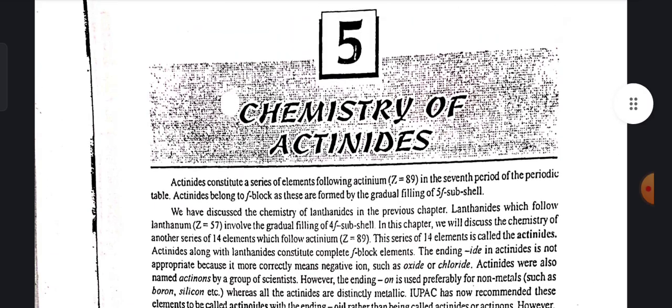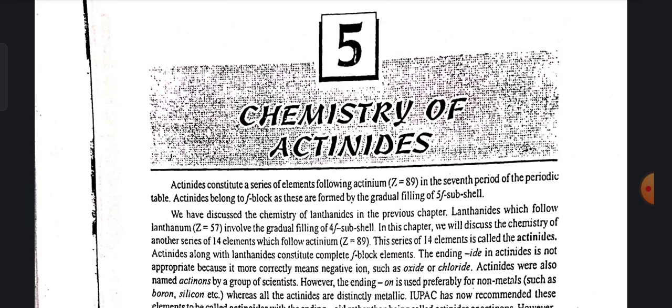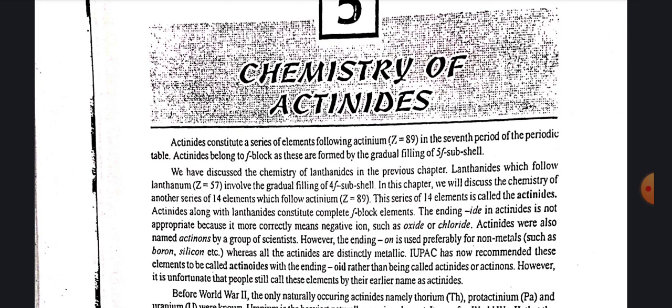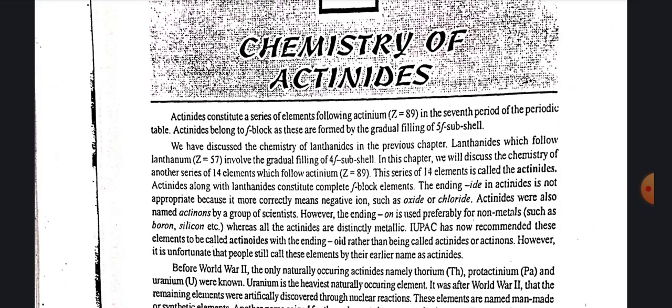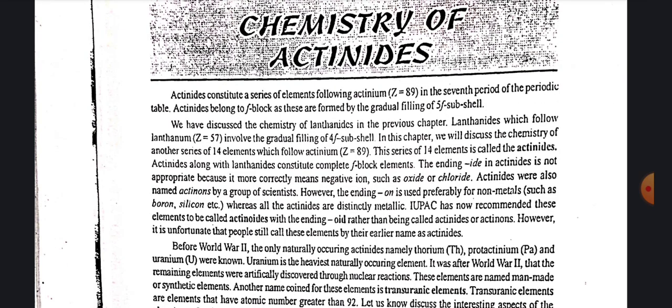So this video is specially for visually impaired students and the chapter name is Chemistry of Actinides from Inorganic Chemistry. Let's start. Actinides constitute a series of elements following actinium in the seventh period of the periodic table. Actinides belong to F block as these are formed by the gradual filling of 5f subshell.